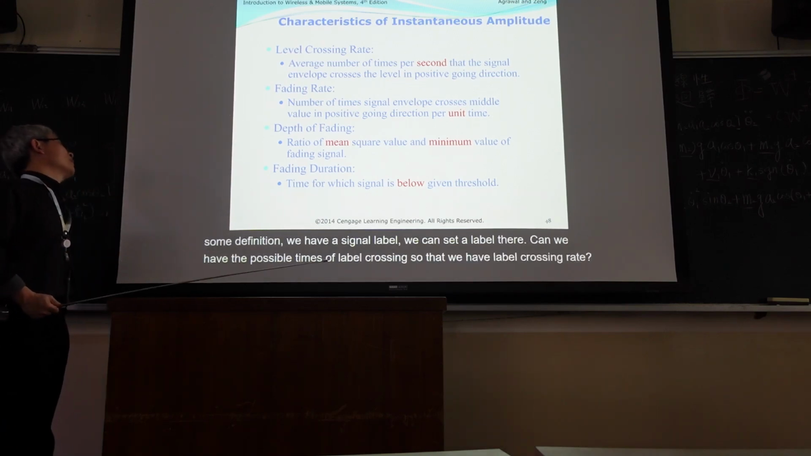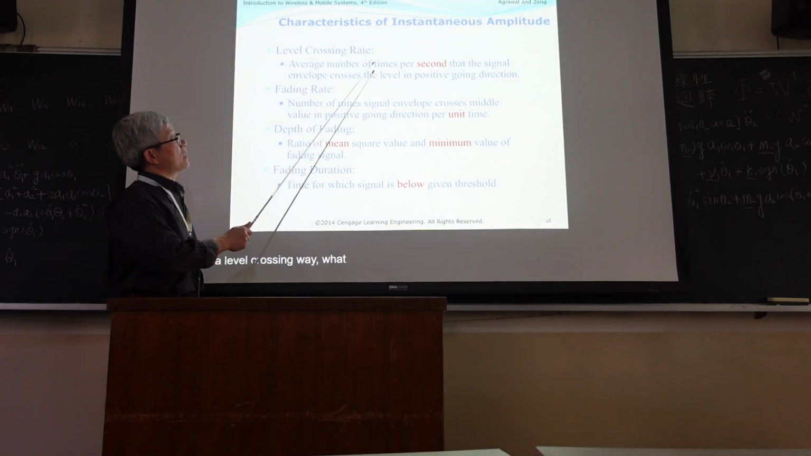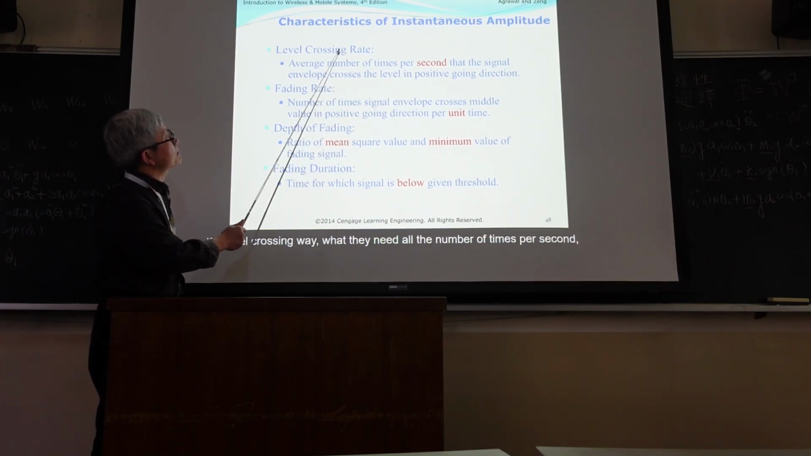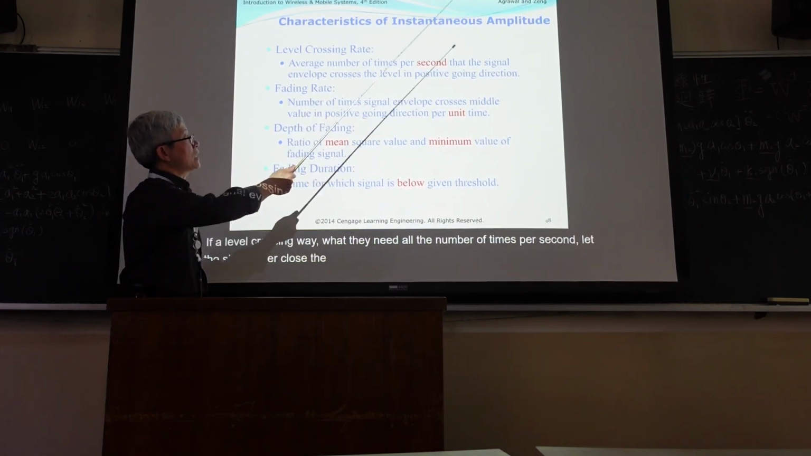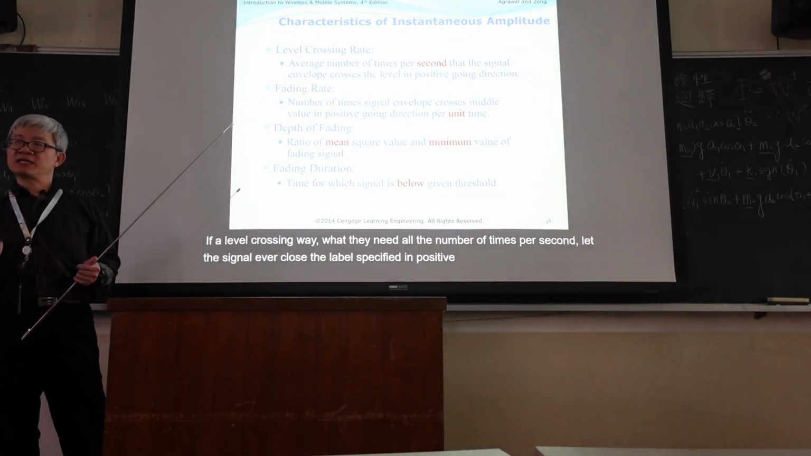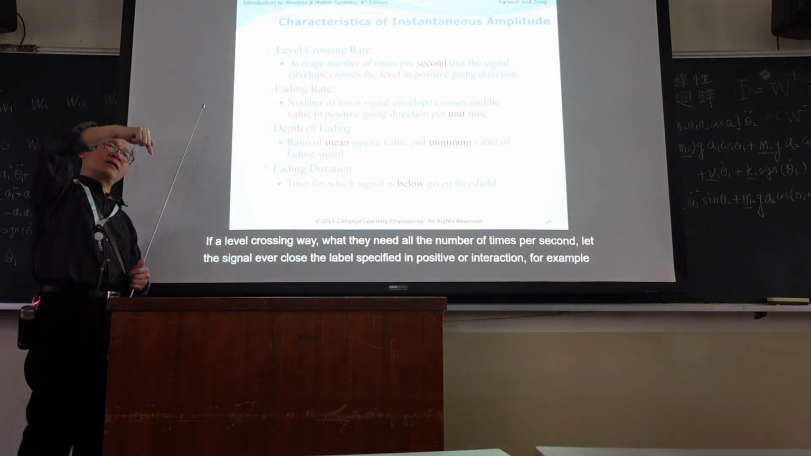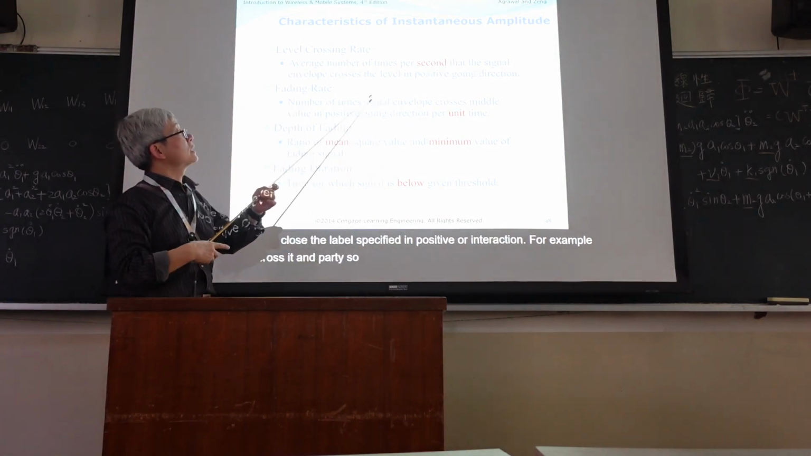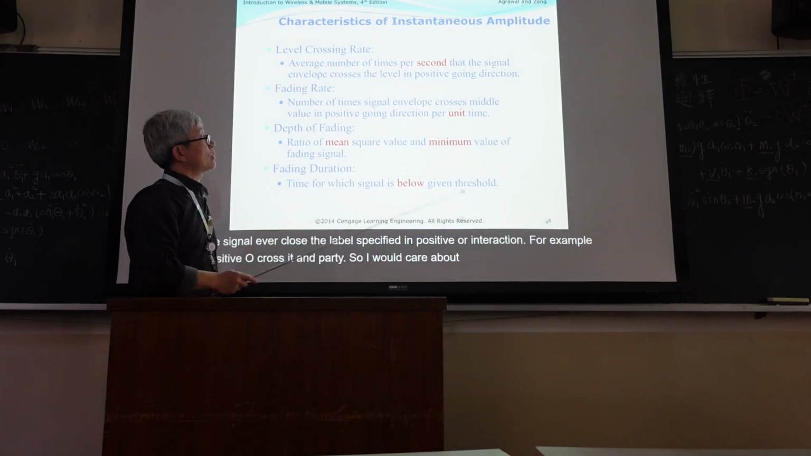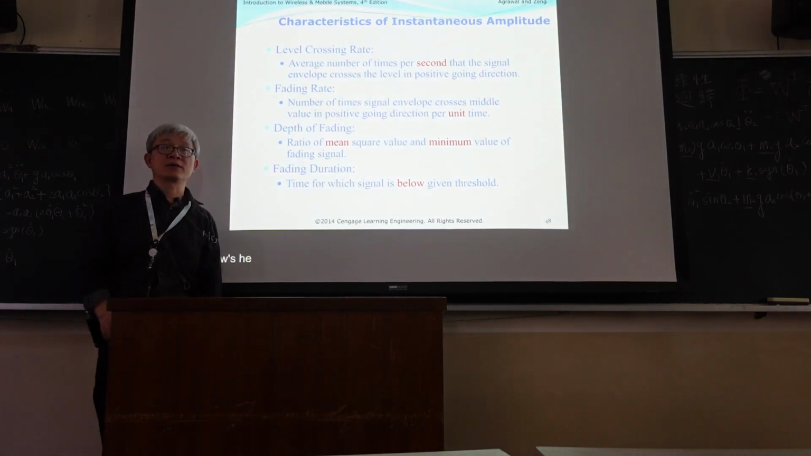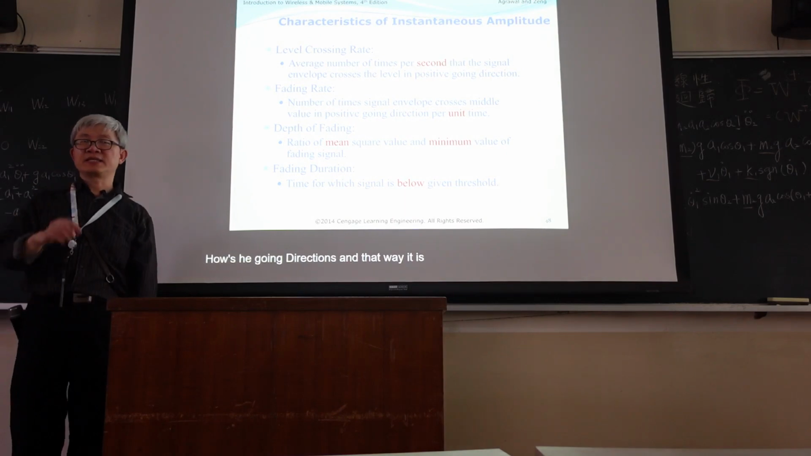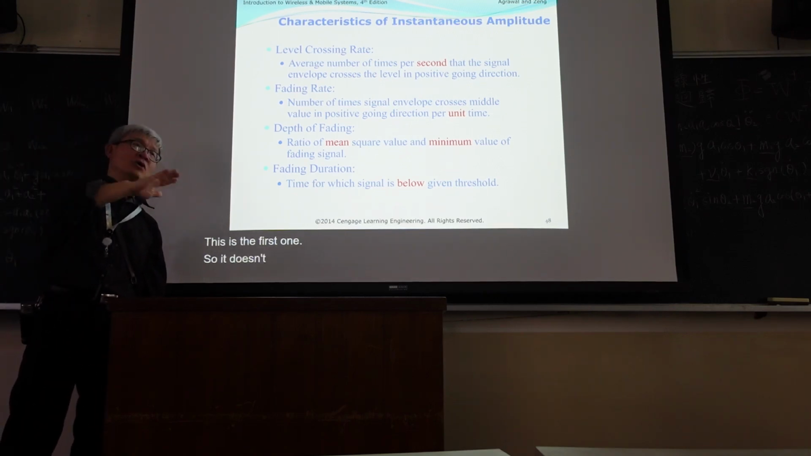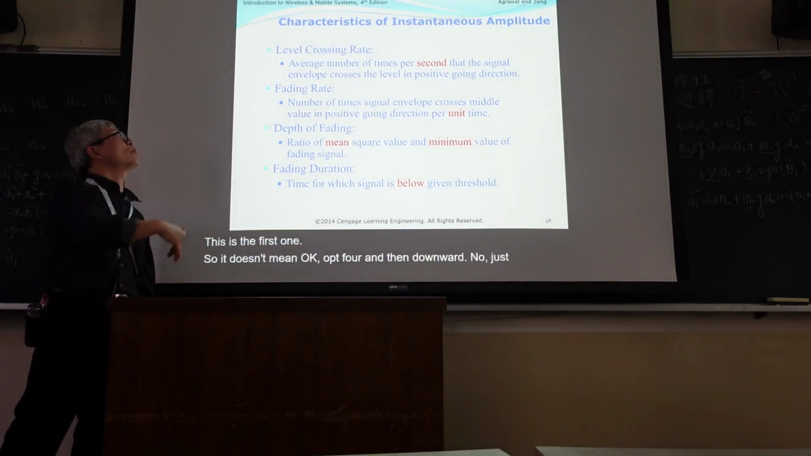What does level crossing rate mean? It is the number of times per second that the signal crosses the specified level in the positive going direction. For example, it goes positive, crosses it, but finally gets back to negative and then positive again. So we care about one direction, the positive going direction. And that rate is called the level crossing rate. This is the first one. So it doesn't mean upward and then downward. No, just upward only. No downward here.